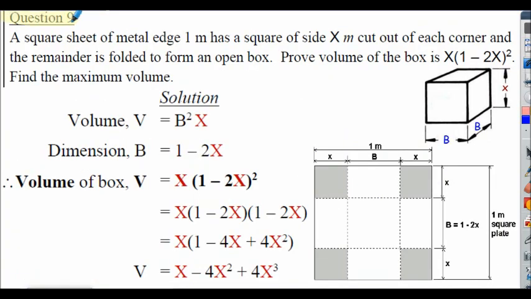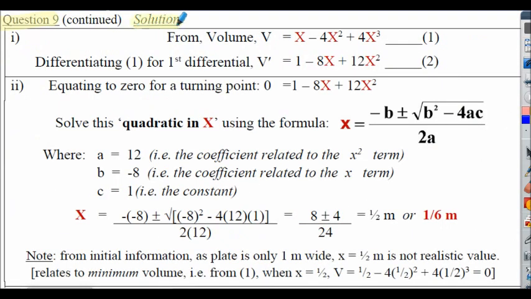So here's question 9, beginning of the solution. I'll let you review this solution at your own pace. Note the volume of the box asked to be proved in the question is shown here within the solution. Solution continued. Again, we have a formula for volume, as a function of x here, equation 1. Differentiate it, find the first differential, equation 2. Note when you equate equation 2 to 0 this time, you have to solve a quadratic problem, but only one of the solutions will be valid.